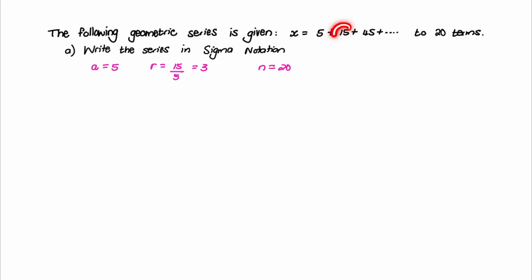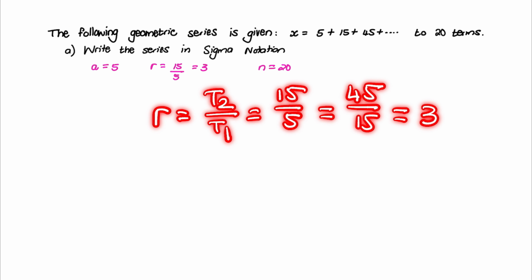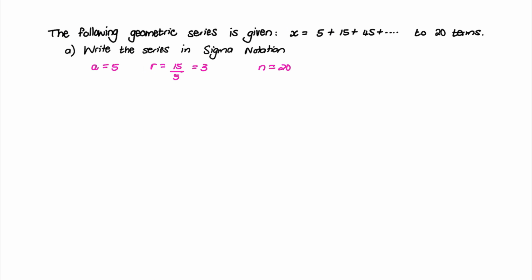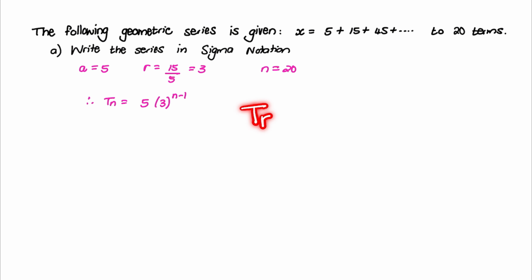And how you establish that is you would say r is equal to term 2 divided by term 1, and that is 15 divided by 5. Or you can say 45 divided by 15, and that is equal to 3. So the constant ratio between terms is 3. With this information, we can find the general term. And because it's geometric, we'll use Tn is equal to a times r to the power of n minus 1.